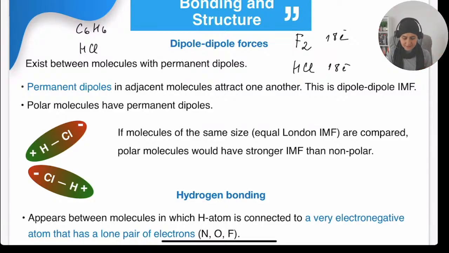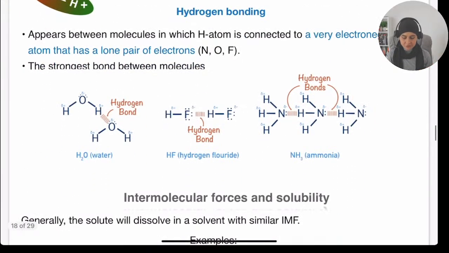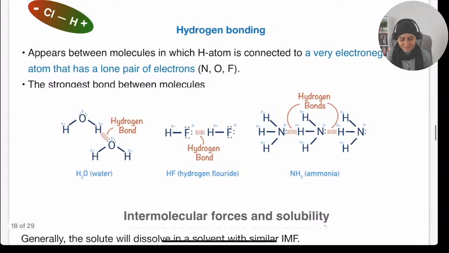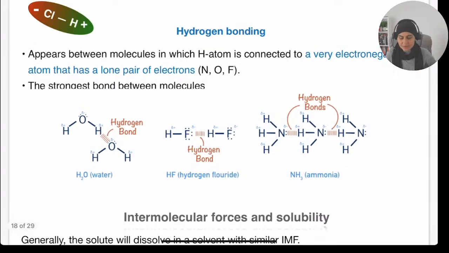And the very final intermolecular force is hydrogen bonding. That's everyone's favorite. That's not a joke. Everyone is happy when they see that. Okay, so hydrogen bonding is a special type of intermolecular force.